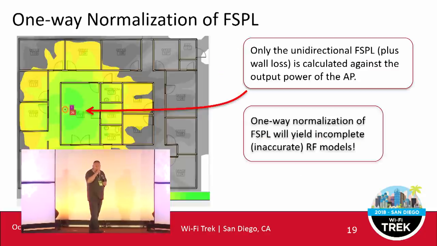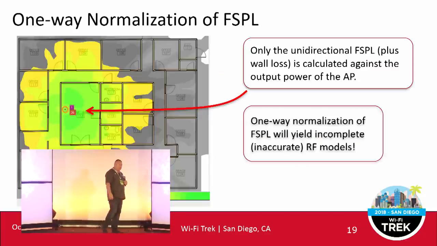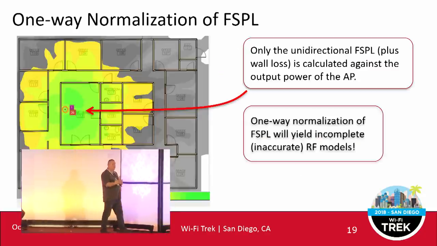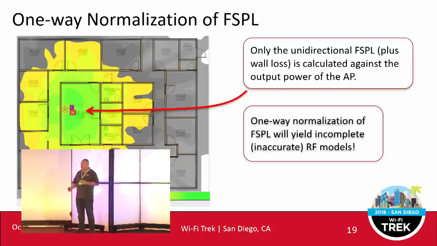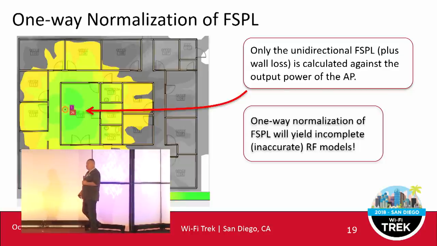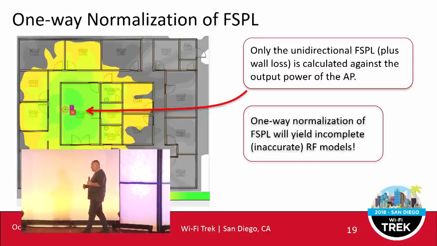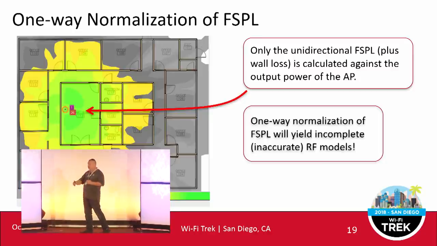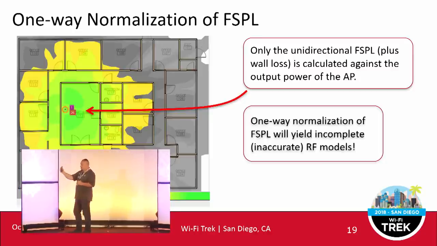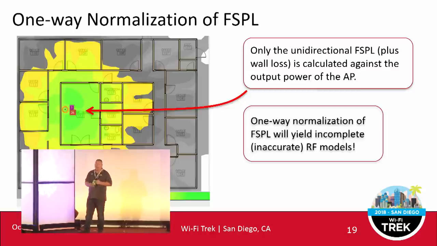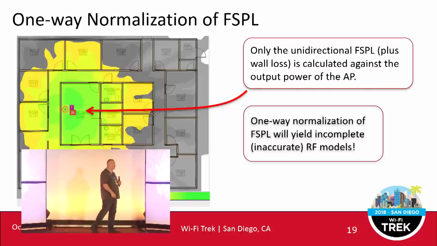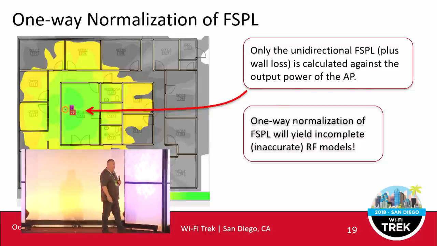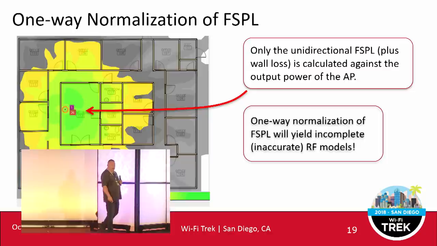It is the starting point. Now, how does this look when we put it into, let's say, modeling software? We put the AP in, and we simply watch the calculation happen. It colors it in. It says that we have here neg 65, neg 66, neg 67, and so on. It's propagating, and it's simply doing free space path loss math. If you stop here on your models and your surveys, you're wrong.